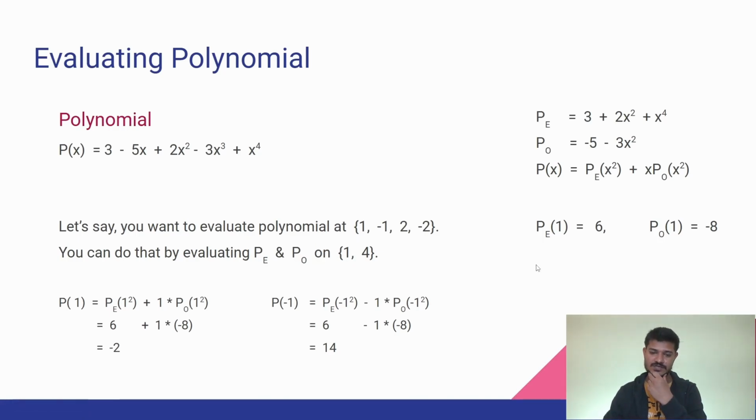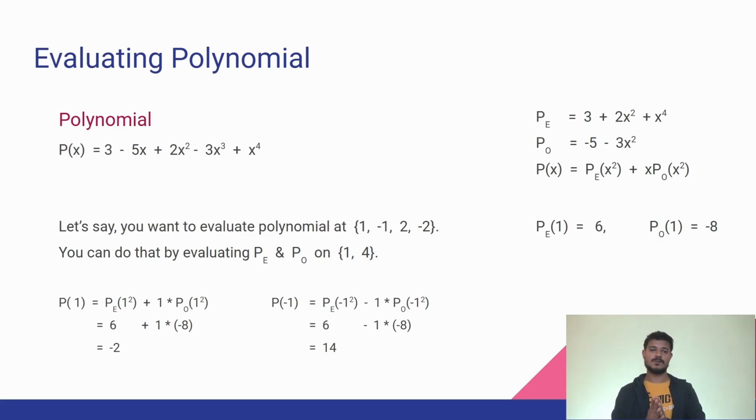So that's how, when you evaluate PE and PO on one value, its square root is of course two different values. And on those two different values, you can utilize their values to evaluate basically the original polynomial, right? So the important part is: evaluate this one time and it will help you evaluate the original polynomial two times, right? So this is how the evaluation works.